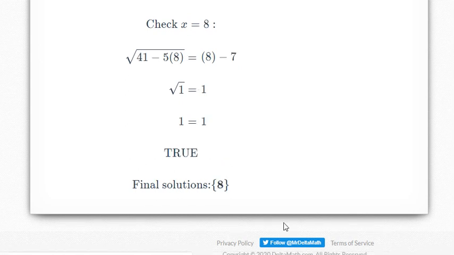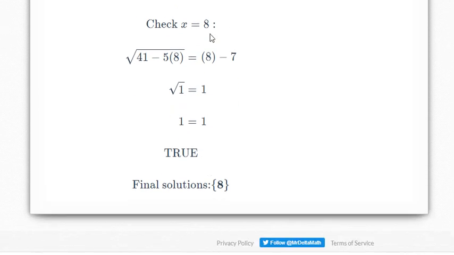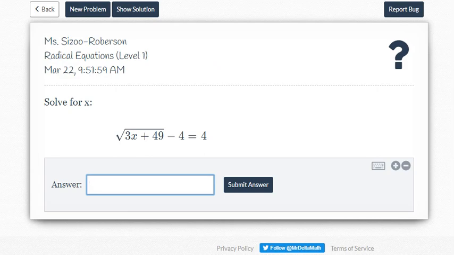And then this is an example where one of them's false, one of them's true. So like 8 was true, so that's the one that they put in there. So again, those are the ways that that's going to work there. So that's going to be your homework assignment for this lesson.